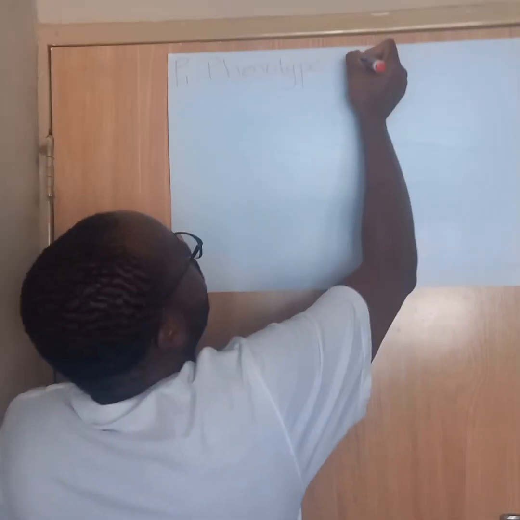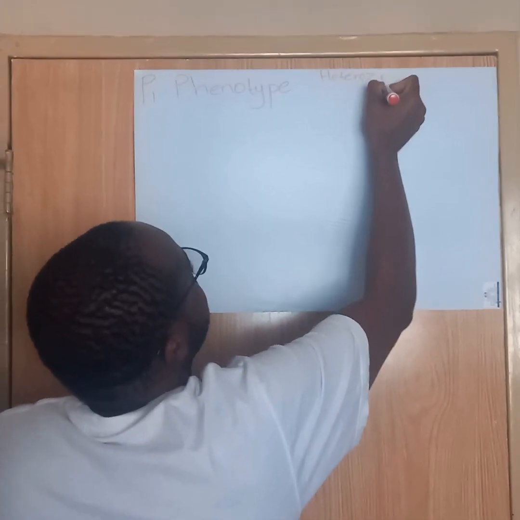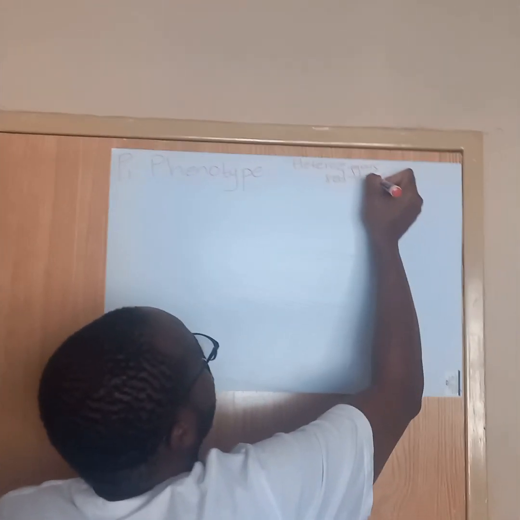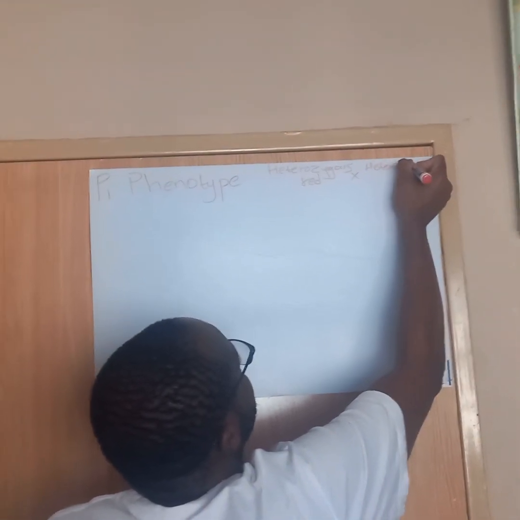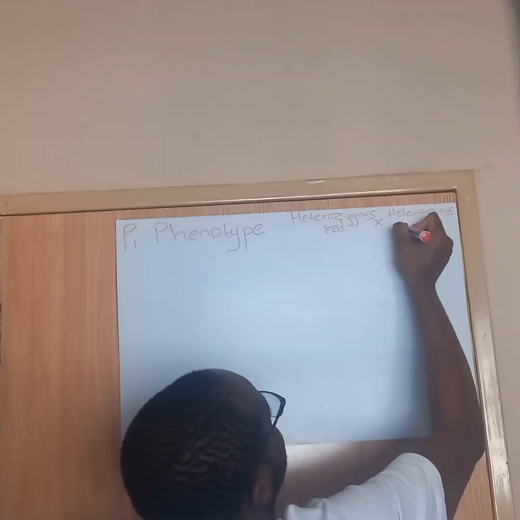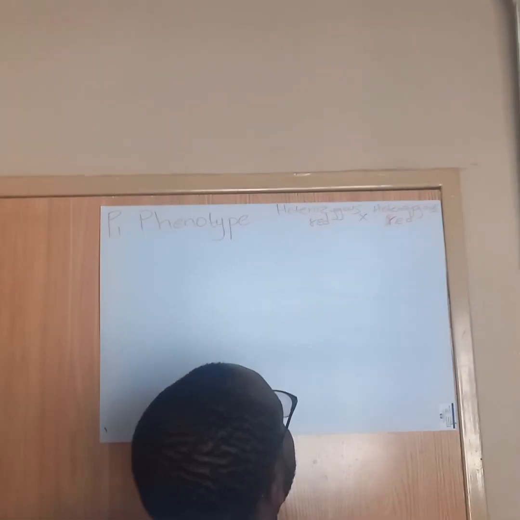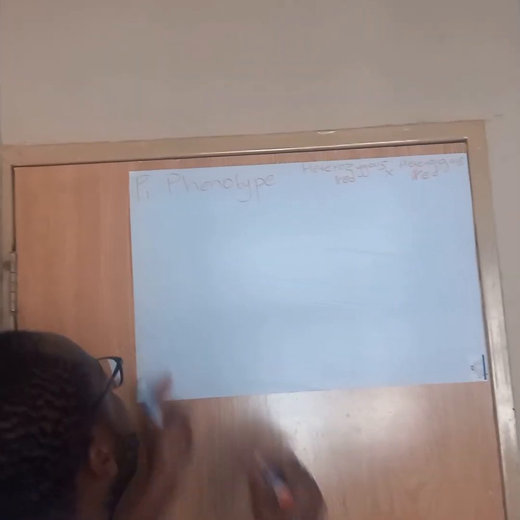So here we will say heterozygous red. We cross it with another heterozygous red flower. Let's make it a small letter here. Okay, so from there, the next step, we are going to genotype.